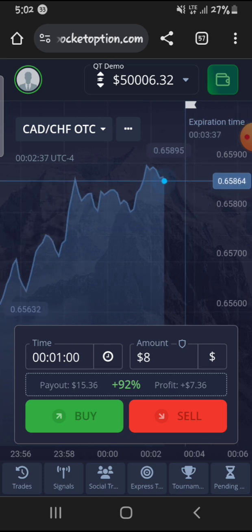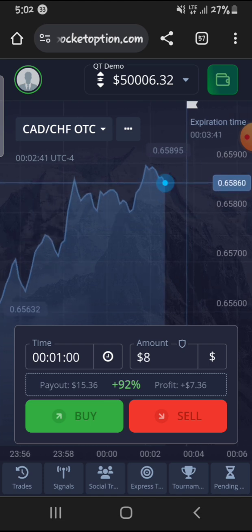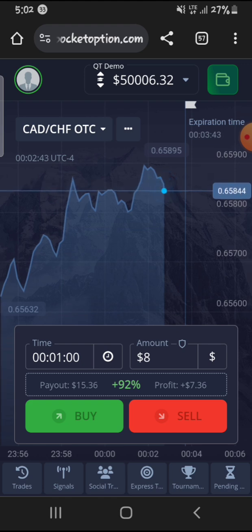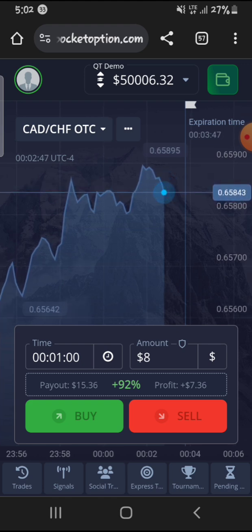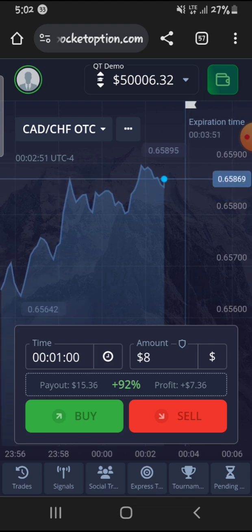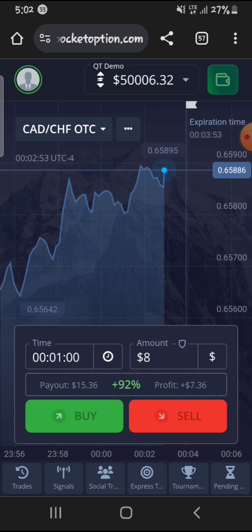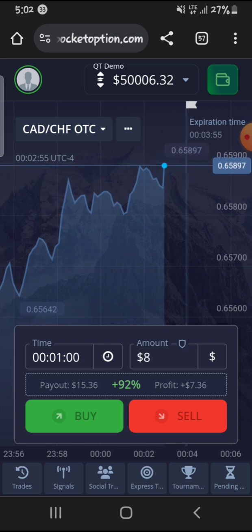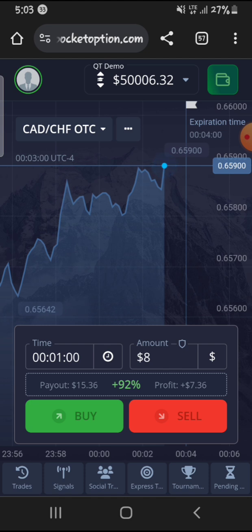So if you look down, you're going to see time and you're going to see amount. Now let me tell you something about the binary market. One major difference again between the binary market and all other financial markets is that the binary market is time bound. All right, it is time bound, and it is fixed. The amount you risk per trade is fixed. What do I mean by that?